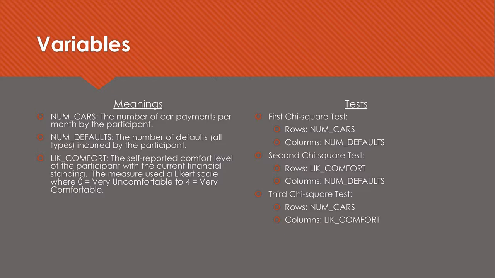Here, you can see the variables that were used in each test, and you can see that we ran 3 tests. You can see that there are num-cars, which stands for the number of car payments per month. There are num-defaults, which is the number of defaults incurred by the participants. And there's light comfort, which stands for the self-reported comfort level of the participant with the current financial standing.